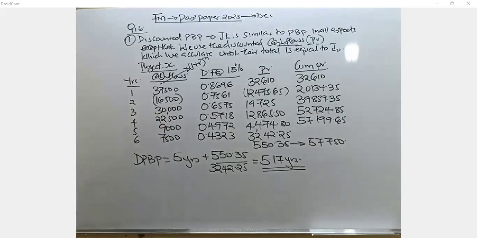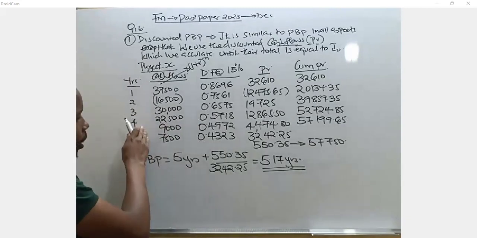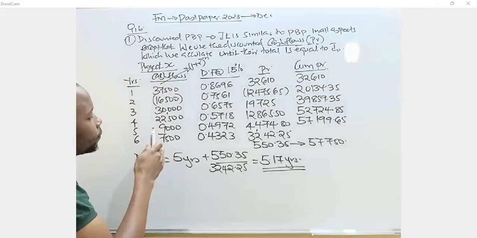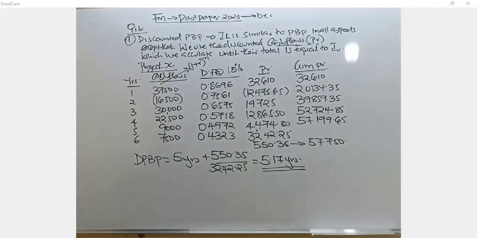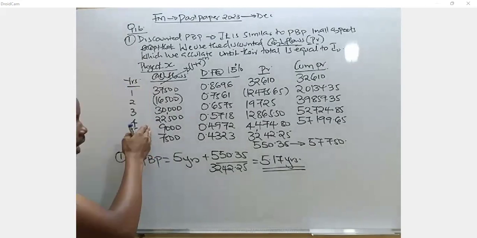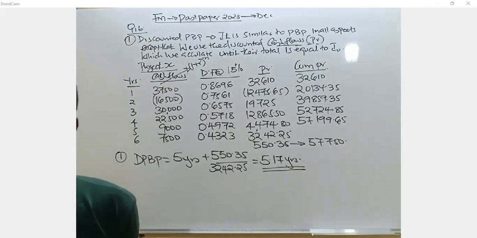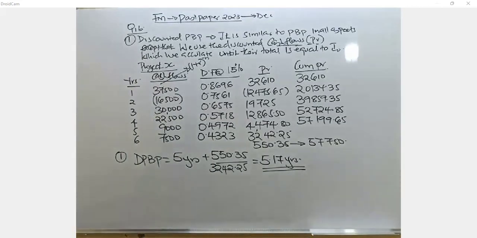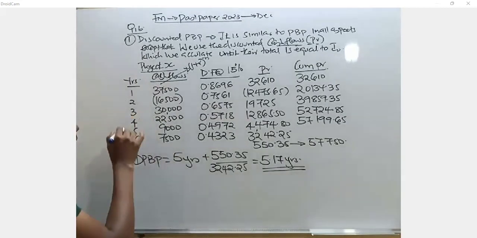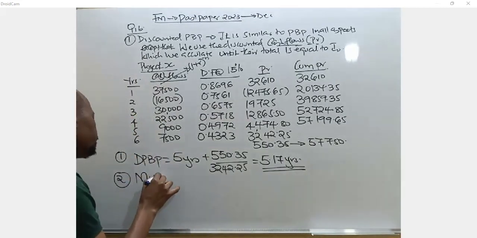So if I'm going to be doing it for project Y, what is going to be changing from the difference of what I have done is the cash flows, and the others will be remaining the same. Let me just calculate the modified internal rate of return, number two, before I finish up with project X, MIRR.